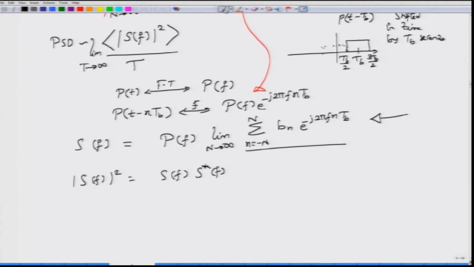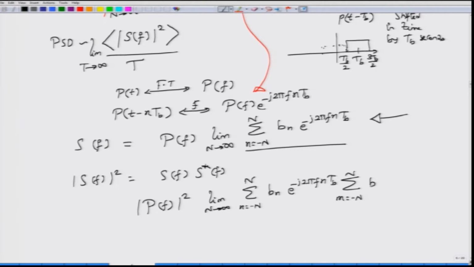and then put the averaging operator. Okay. So, this S of f squared will be equal to P of f magnitude squared. Why is it P of f magnitude squared? Well, you are going to get P complex conjugate of f there. So, this would be that, and then you have the limit of N going to infinity, the sum over n equals minus N to plus N of Bn e to the power minus j 2 pi f n Tb. You also have the sum over m equals minus N to plus N of Bm complex conjugate, e to the power plus j 2 pi f m Tb.